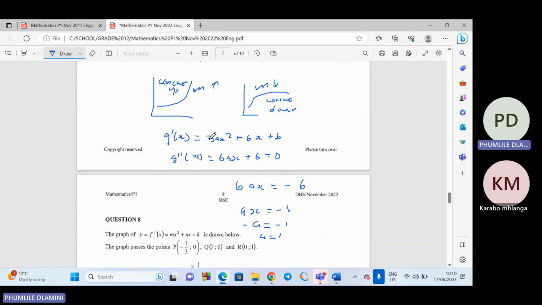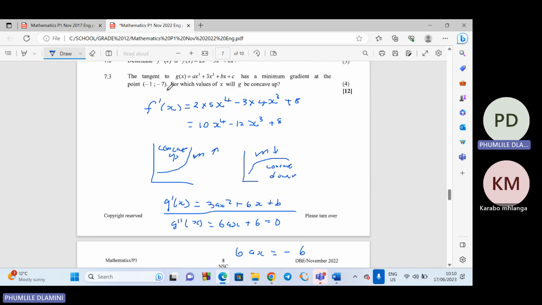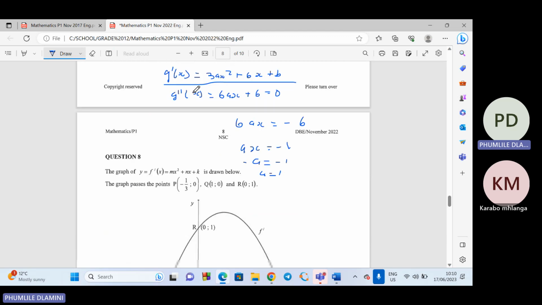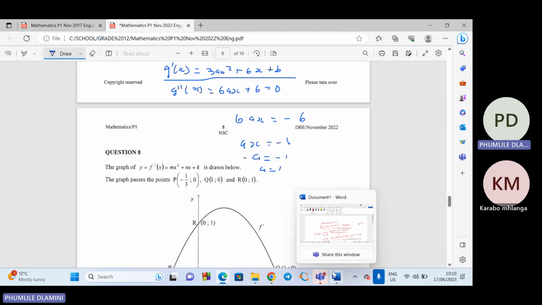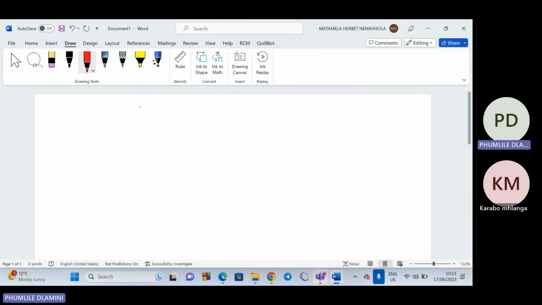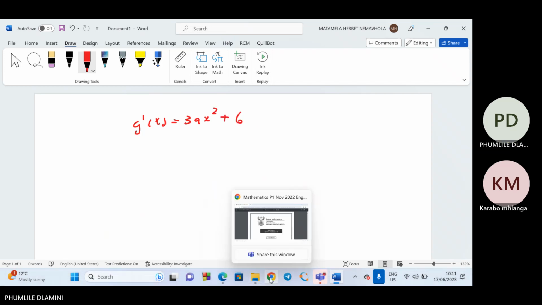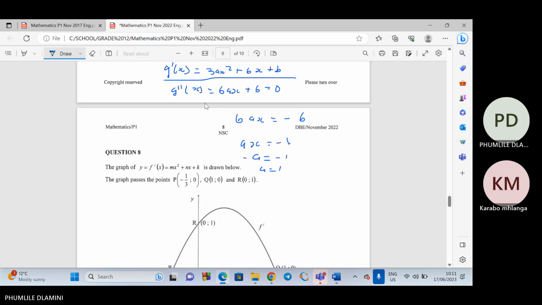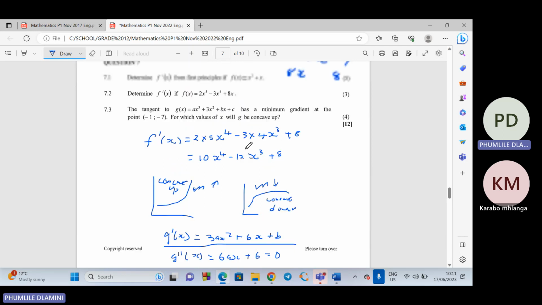So when we get to this stage, we are going to substitute these values, negative 1 and negative 7. When we substitute those two values, we have g prime of x equals 3ax squared plus 6x plus b. Let me check, yes, plus 6x plus b.